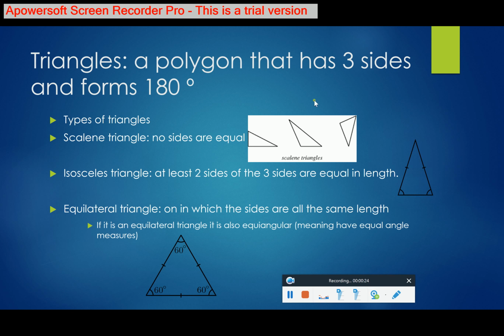There's different types of triangles. You've got scalene, which means no sides are equal, which looks like this. Isosceles, which means you have two sides that are equal, therefore you have two angles that are equal. And then equilateral, which means all the sides are equal and all the angles are equal. So that means each angle has to be 60 degrees.